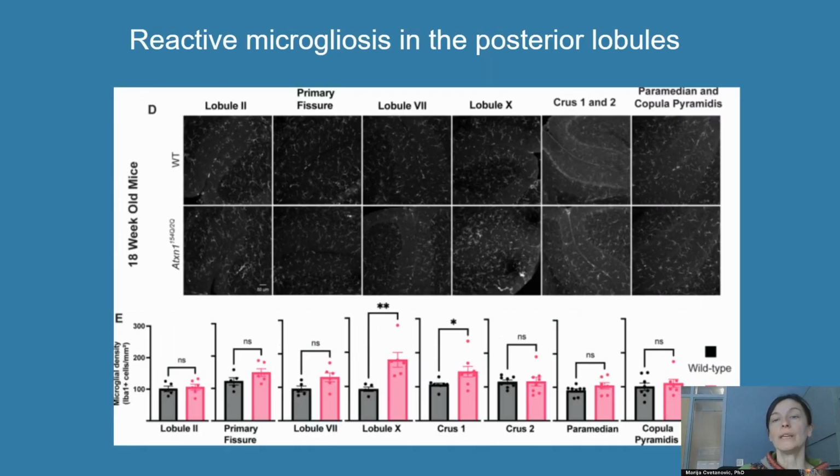A similar thing is seen with reactive microgliosis. When we quantify the amount of microglia lobule per lobule, we can see that only in lobule 10 in the vermis do we see a significant increase, and among these hemisphere lobules, Crus 1 shows some increase.